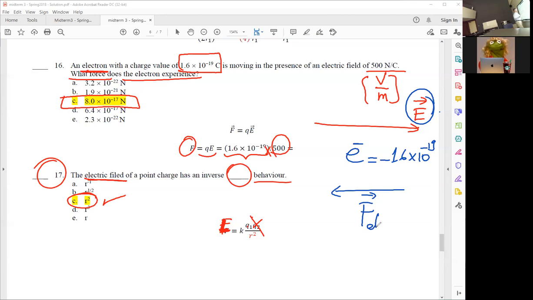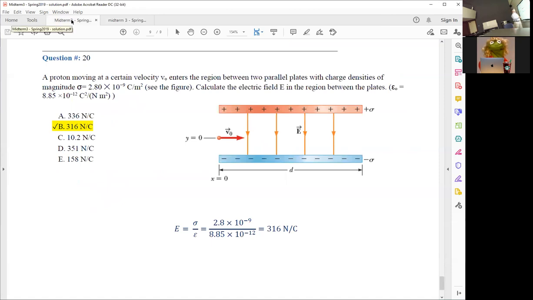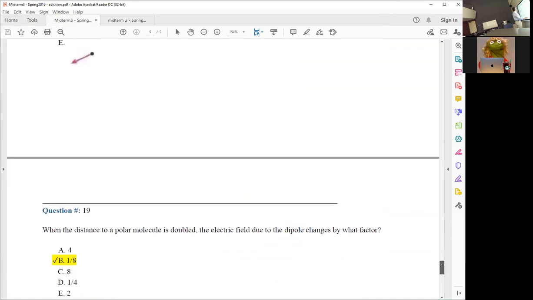So if the electric field is pointing right, the electric force will be left because I have a negative sign for the charge. For the direction, you need to multiply the direction of the electric field by the negative sign, which will give you the opposite direction. But that's not what the question is asking you here. It's just asking for the magnitude. But just as a reminder, if I take you back, this is 2019.